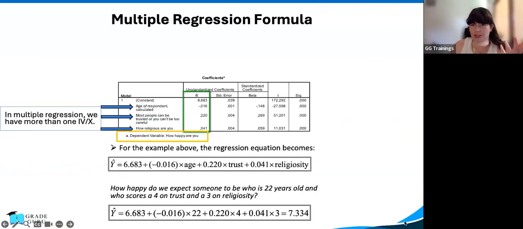Okay, so what we just did, this example, we had one independent variable, right? So that was a simple regression example.